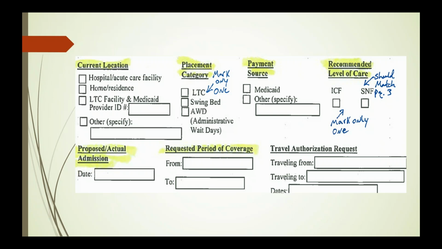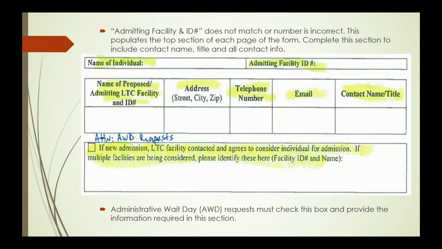Placement or payment source, I see this blank a lot. Recommended level of care: please only mark one of these boxes, and this should match the physician's recommended level of care on page 3 of the LTC form. And of course, there's the proposed actual admission date and the requested period of coverage. Next slide.